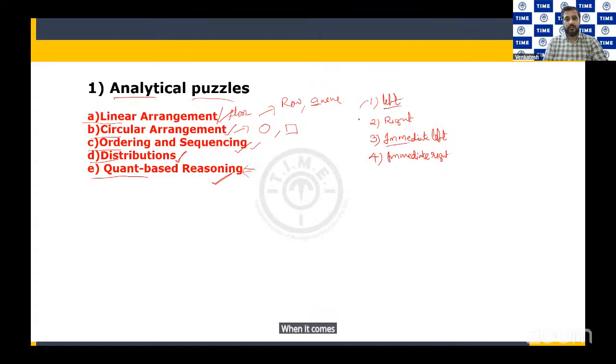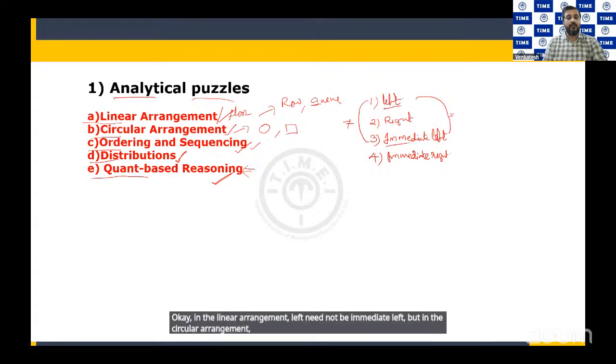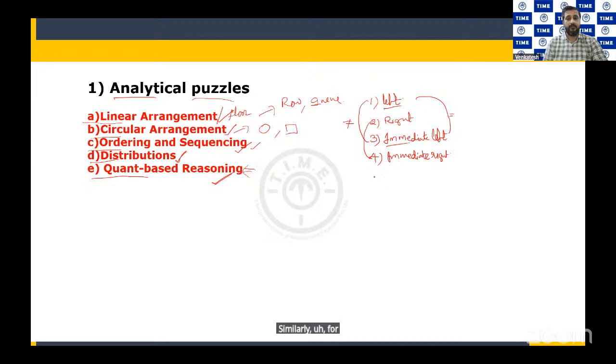When it comes to the linear, they are not equal. But when it comes to the circular, they are equal. So that you need to understand. In the linear arrangement, left need not be immediate left. But in the circular arrangement, left is to be treated as the immediate left. Similarly, for the right side, right and immediate right.